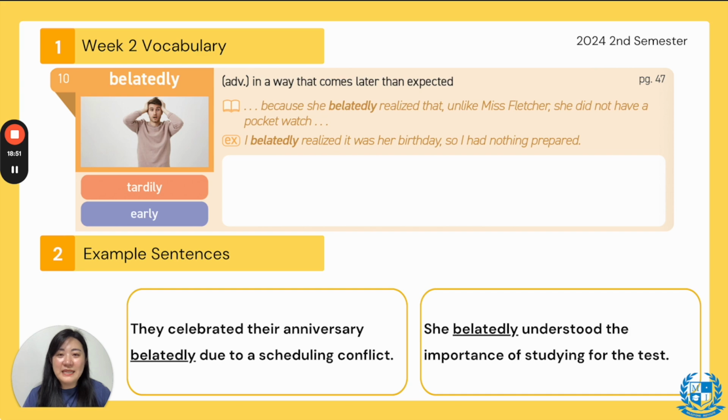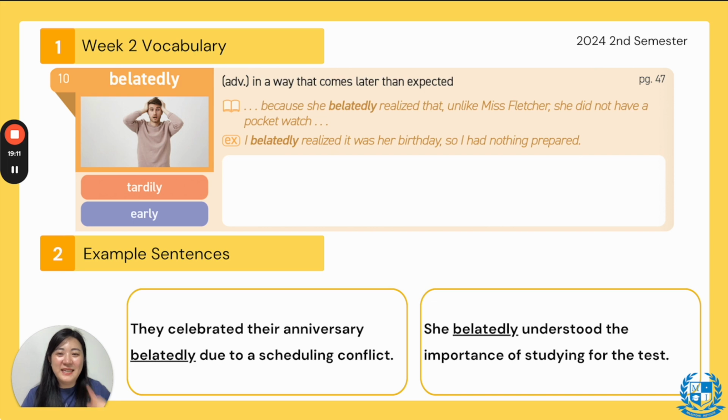So you thought that it was going to come before, but it came a bit later than you thought. In the book it says, because she belatedly realized that, unlike Miss Fletcher, she did not have a pocket watch. Meaning, she thought about this a little afterthought. Because she needed a pocket watch for the time, right? For school, but she didn't have one.